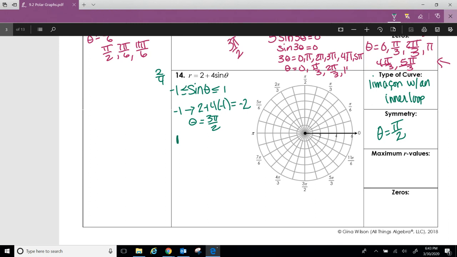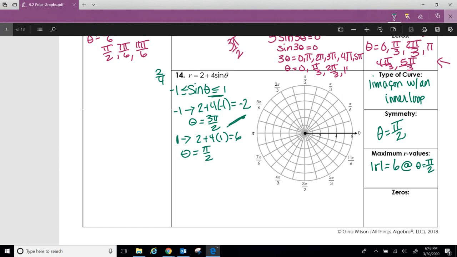When are we at 1? Well, at 1, we would be 2 plus 4 times 1. 4 plus 2 would be 6. And we are at 1 when theta is equal to pi over 2. So our maximum r value is going to be 6 at theta equals pi over 2. This point here is going to become important too, as you'll see in just a second.